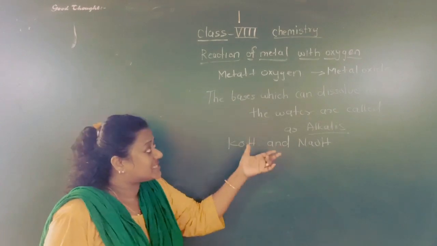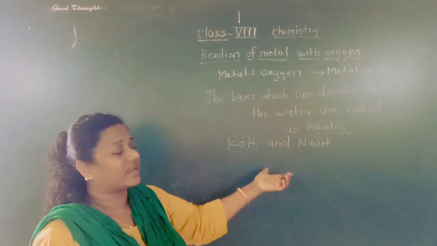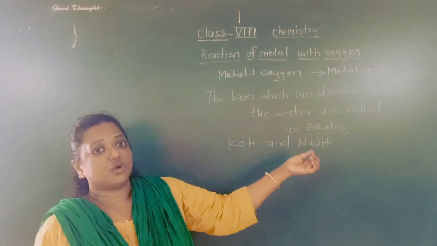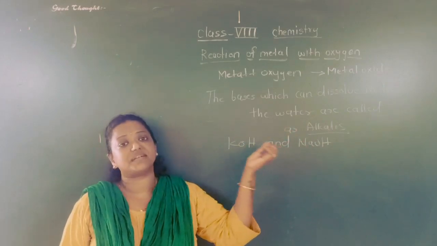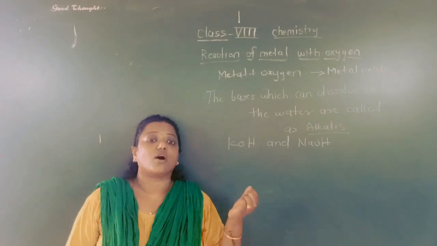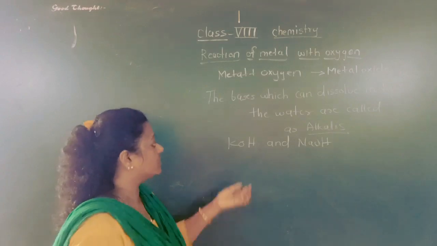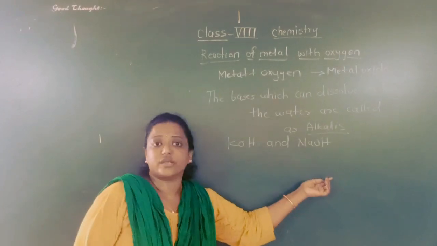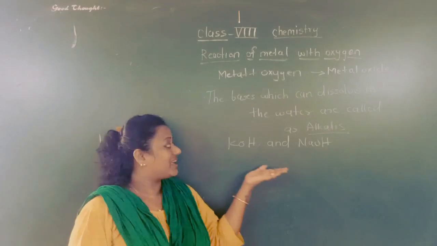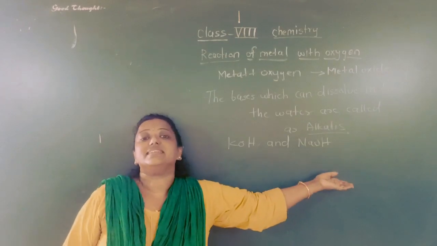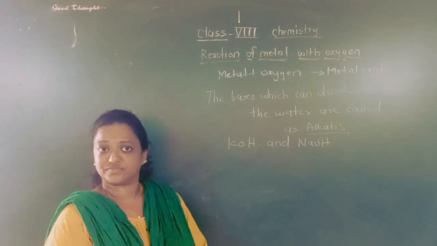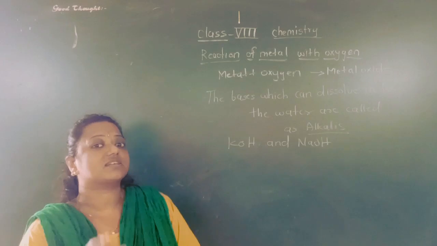And alkali metal is the third concept: the bases which can dissolve into the water are called what? Alkalis. And when metal reacts with oxygen, they form metallic hydroxides, but all metallic hydroxides do not dissolve into the water. Only certain ones dissolve, and those are what? Potassium hydroxide and sodium hydroxide. So these metals are called what? Alkali metals. And their hydroxides are called what? Alkalis. I hope it is clear for you. So this is about when metal reacts with oxygen.